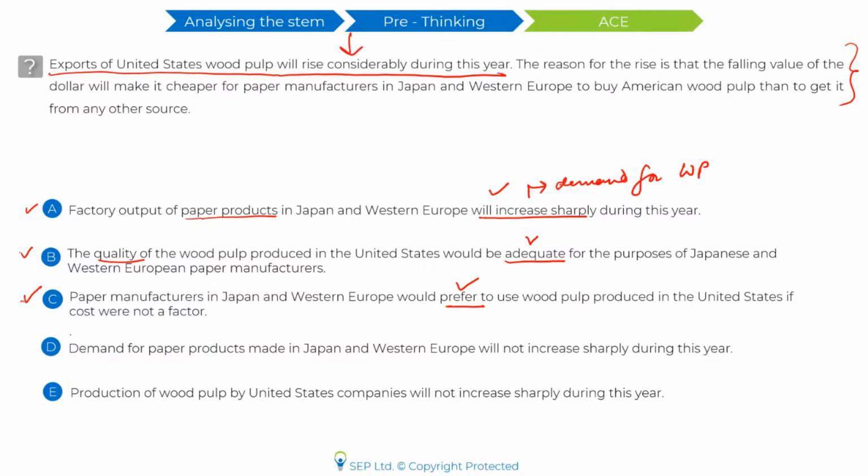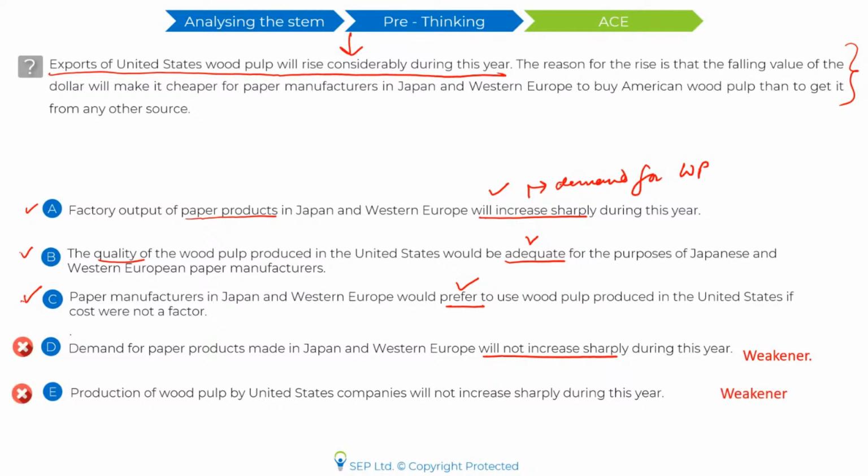But before that, let's rule out D and E. It's easier to rule out D and E. Demand for paper products made in Japan and Western Europe will not increase. If it doesn't increase, this is more like a weakener. Production of wood pulp by US companies will not increase. They can't export more than.